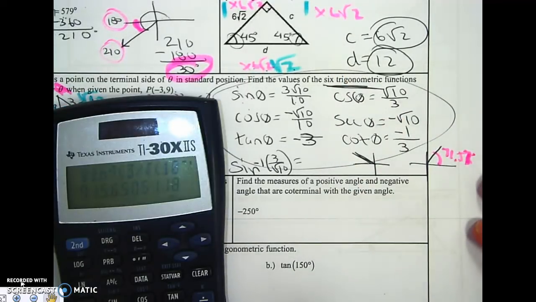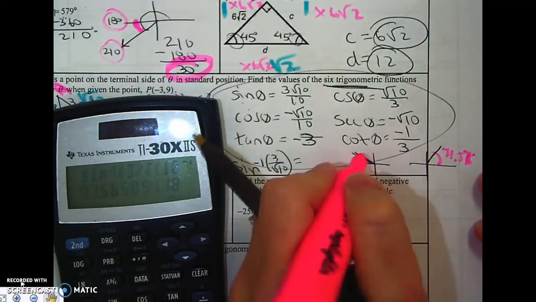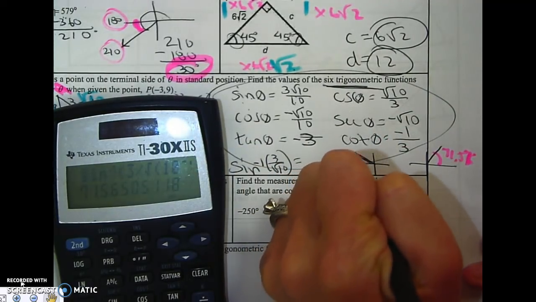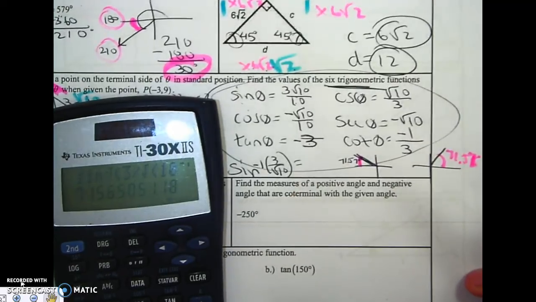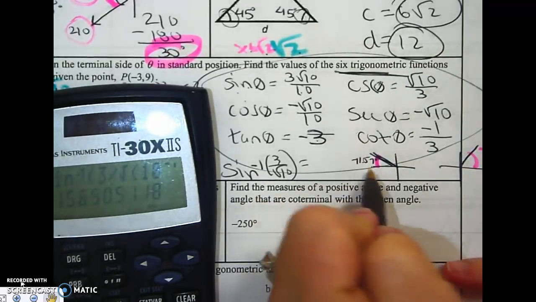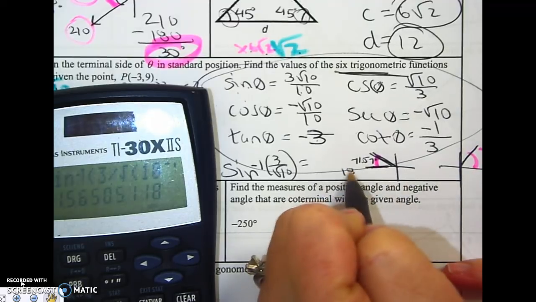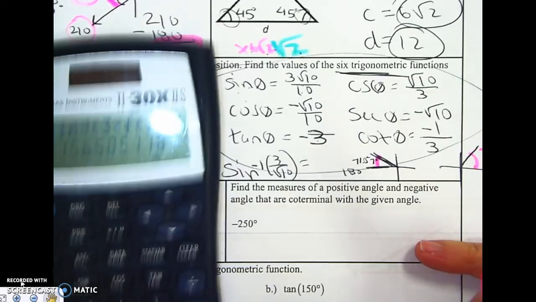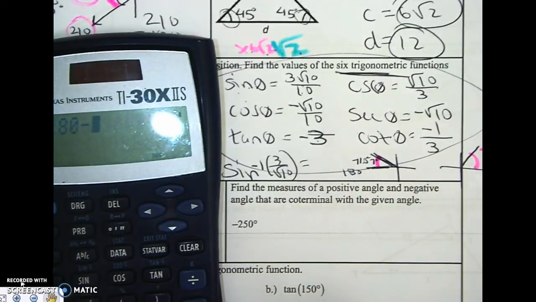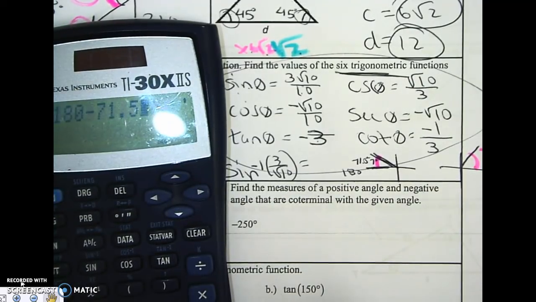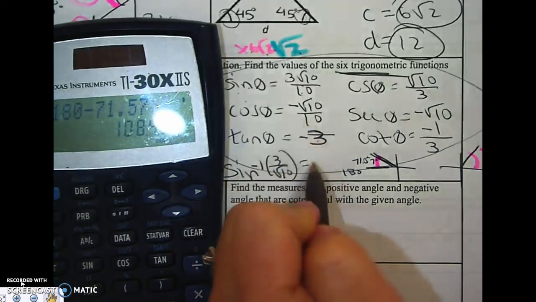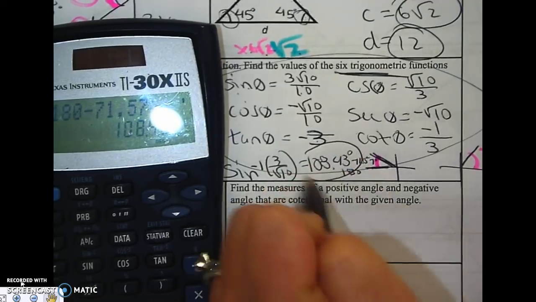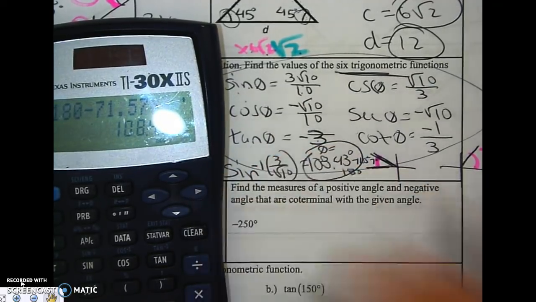Okay, so let's just make sure you see that. So what that means is that this is really 71.57. Let me zoom that in a little bit. So in order to figure it out, I'm going to reference my reference angle, and I'm going to go 180 minus that. So I go 180 minus 71.57, and I get 108.43 degrees. That's the value of my theta.